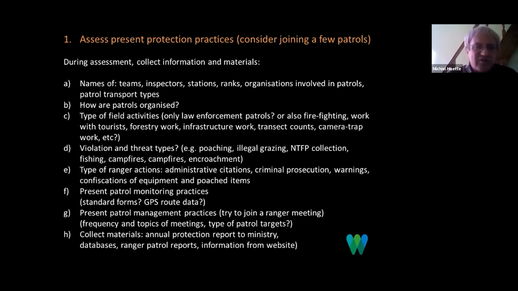You should also really understand very well how patrols are organized in the site where you start working. That's a topic I'll discuss in my next slide.